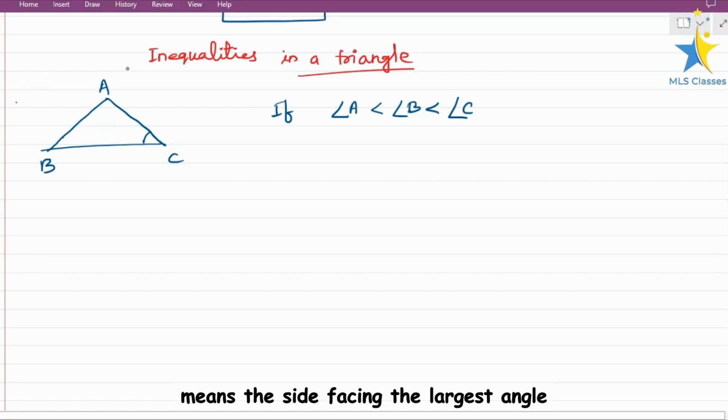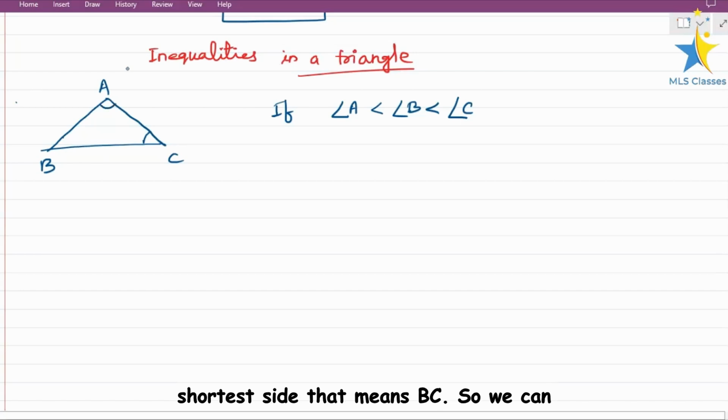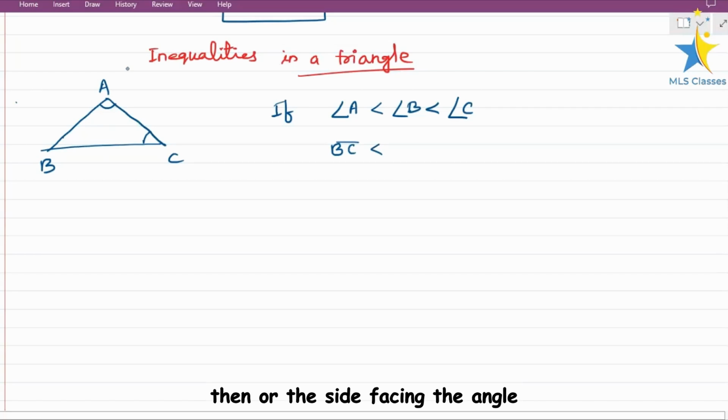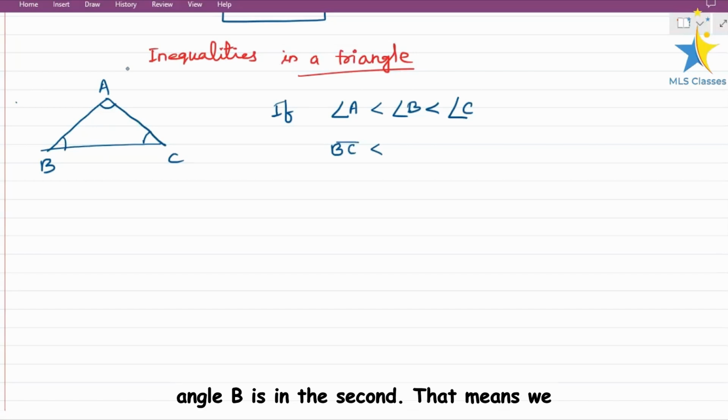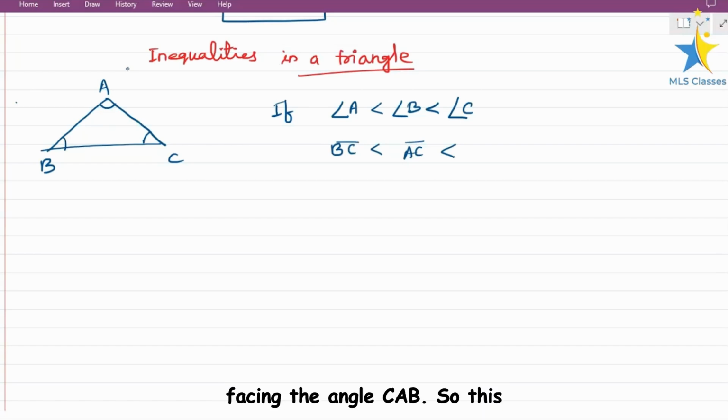That means the side facing the largest angle will be the longest side. So we can say here the smallest angle will face the shortest side. That means BC, the side facing angle A, will be the shortest side. Then the side facing angle B will be the second shortest, because angle B is in the second position. That means AC is less than the longest side, which is AB, the side facing angle C. So this is the inequality in a triangle which we have to remember.